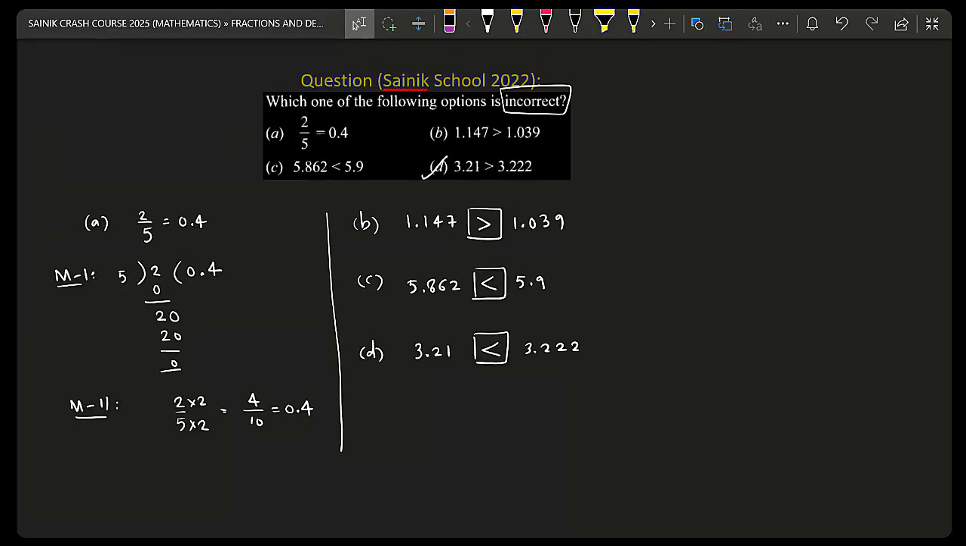Sir, yes, sir, why should we do 2 into? Why? Because 5 is there now. If I have 10 in place of 5, it will be easy for me. To make 5 as 10, I multiplied by 2. So the numerator also is multiplied by 2. Okay? Okay, sir. Yes, Sahasra.